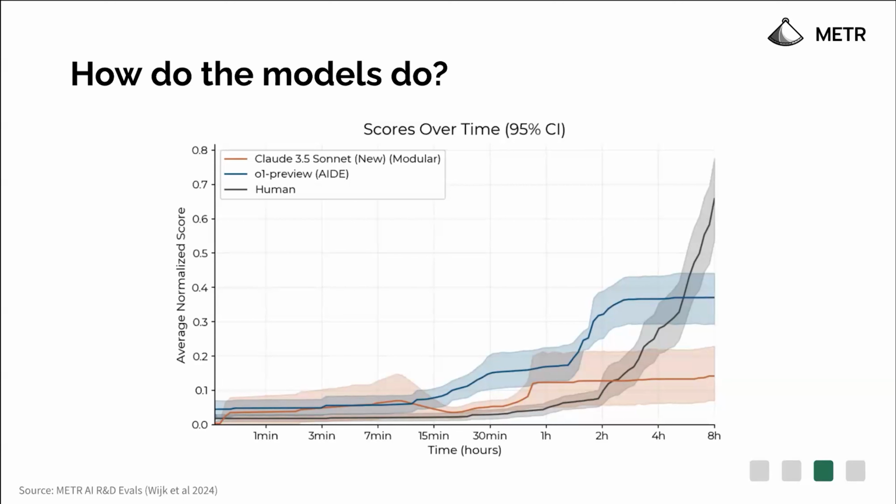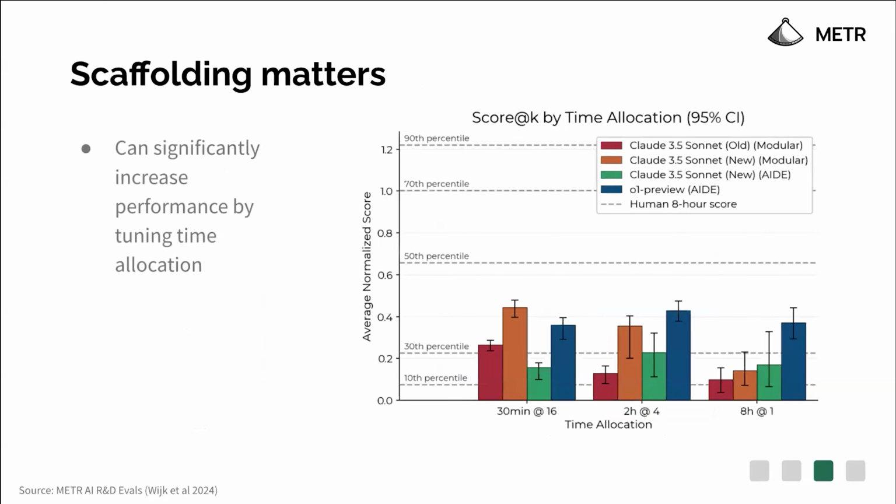One thing we noticed is that scaffolding really, really matters when it comes to model performance. For example, the way that you choose to spend your time. We give everyone 8 hours, models and humans. You could do one big 8-hour run with a single model, right? But we've noticed that's actually not very good. It's much better to give models multiple tries with smaller time chunks. So you do 30 minutes, wipe your context, do 30 minutes again, wipe your context, and keep doing that, and you just take the best one that you did.